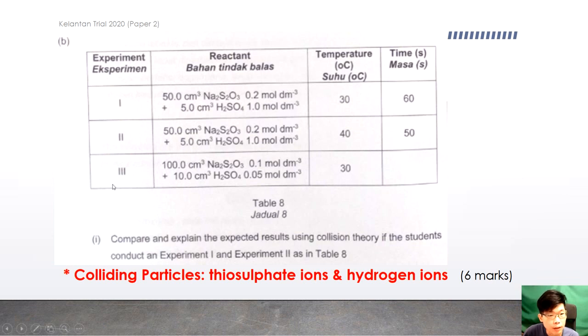Okay, part B. There are 3 experiments here. You can see the temperature for set 1 is 30, the time taken is 60 seconds. Then the concentration is 0.2 for sodium thiosulfate, and sulfuric acid is 1 mole per cubic decimeter. Set 2, the temperature is higher. The concentration is the same as set 1. The volume and concentration of acid are also the same as set 1. So set 1 and set 2 differ in temperature, and the time taken is shorter.